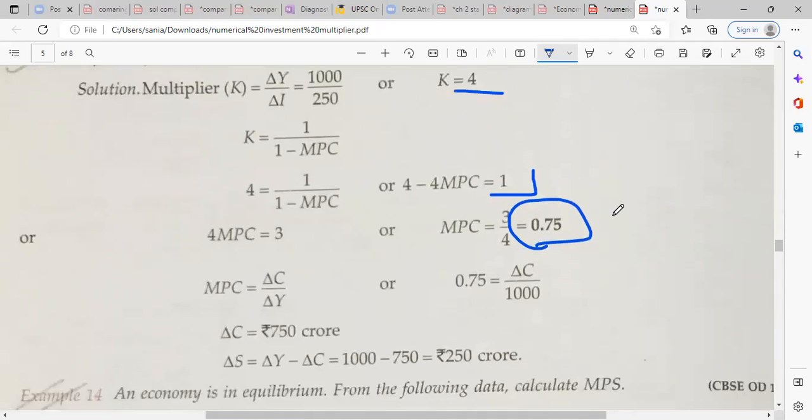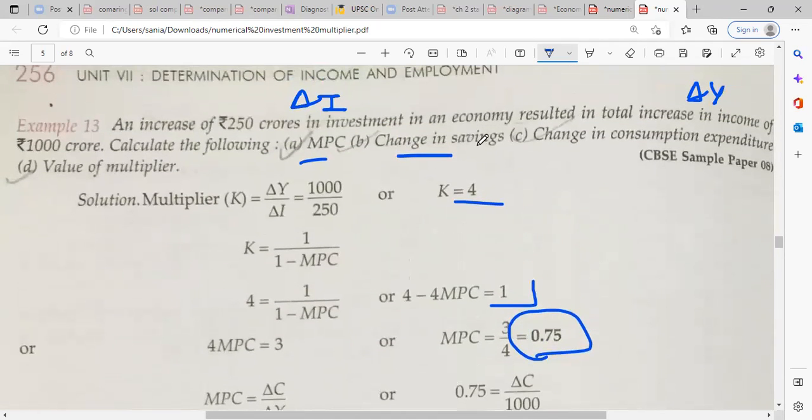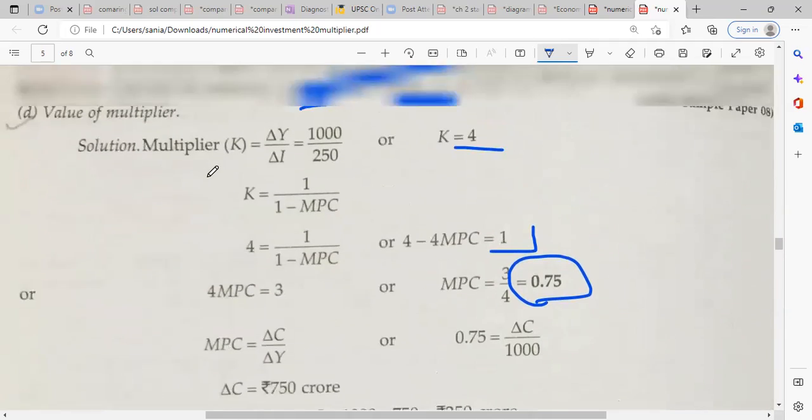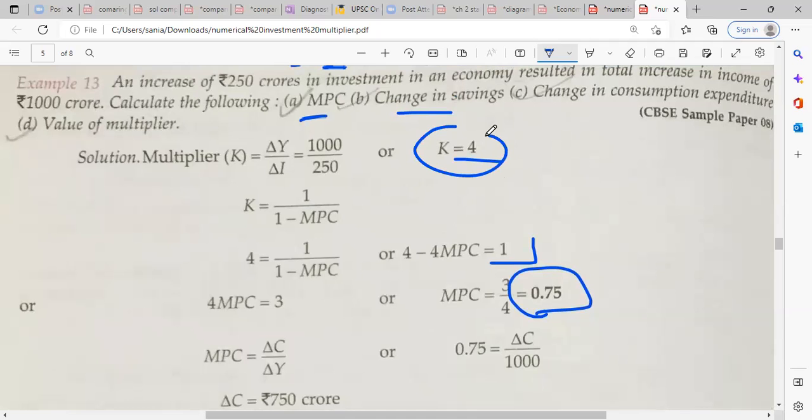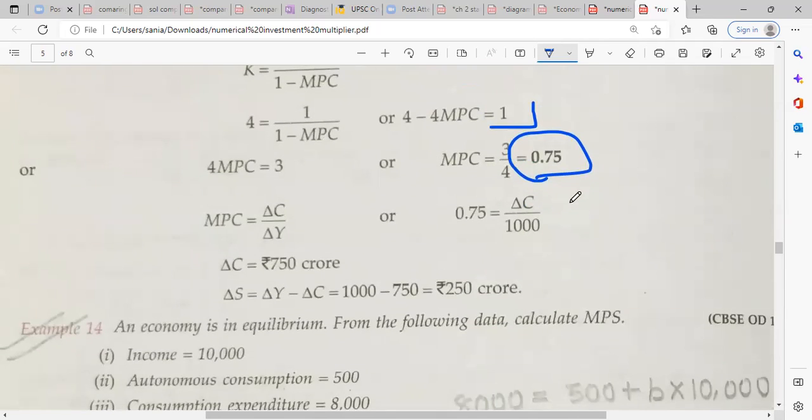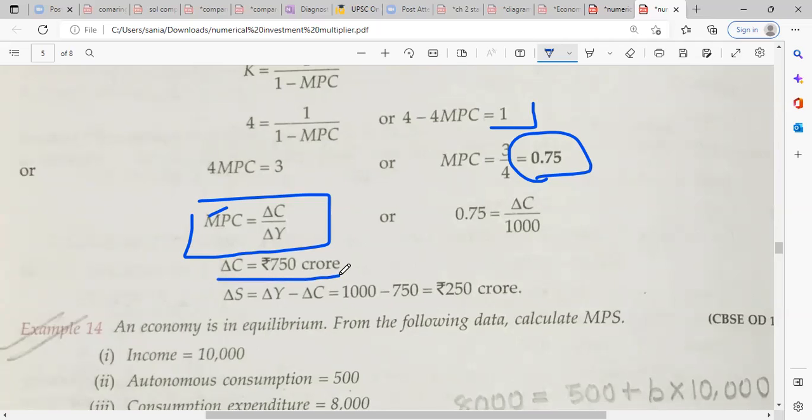Now what you have to find? You have to find change in savings and change in consumption expenditure. Okay, and next value of multiplier. So value of multiplier K you already got. You have to then find change in consumption expenditure. So with the help of this, first of all, you know this is the formula for MPC, delta C upon delta Y. So delta C, from here you will find change in consumption expenditure. MPC you have, right? You will find it out, and you will find change in consumption.